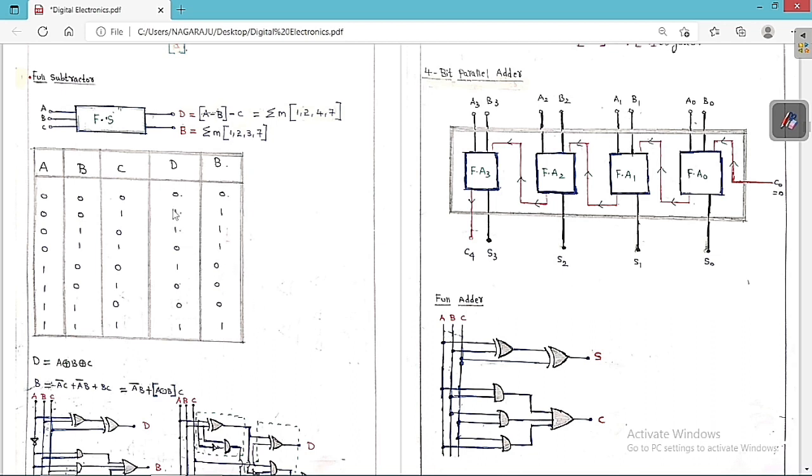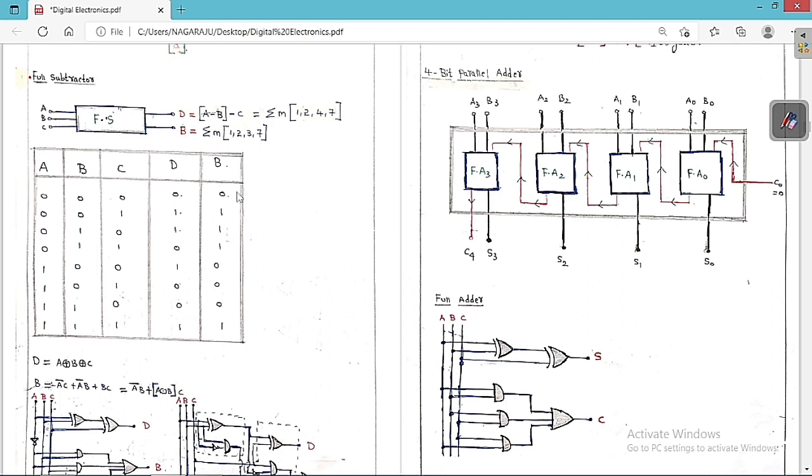And as I told you, I am going to write in terms of the min terms, in standard format. So sigma m: this is m1, m2, m4 and m7. These are the min terms which have the output as one. So you have to write the sum of products, which means sigma m, the addition of these corresponding min terms.